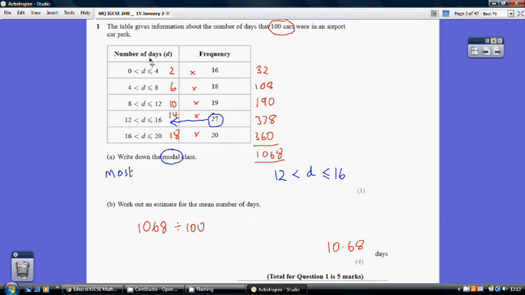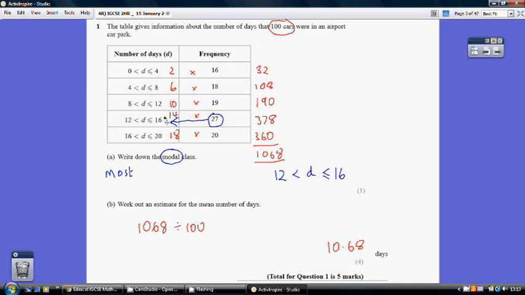Now the number of days, we've got an interval here. We know that on 16 occasions, the number of days the car was in the car park was between 0 and 4 days. 18 cars were between 4 and 8 days. But we don't actually know how many days the cars were in the car park for, just that it's between 0 and 4, or 4 and 8. So the best we can do is make an estimate.